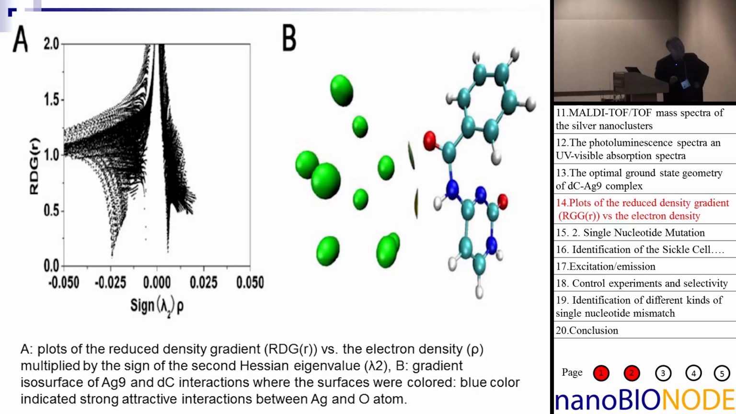So it means that the AG9 compound with the cytosine is quite stable between the hydrogen bond and van der Waals force here. This here just shows the interaction between silver and the oxygen and the nitrogen of the cytosine. So this is the first part.